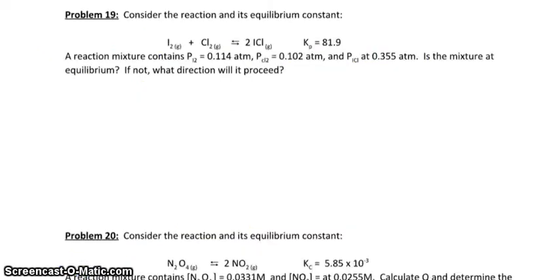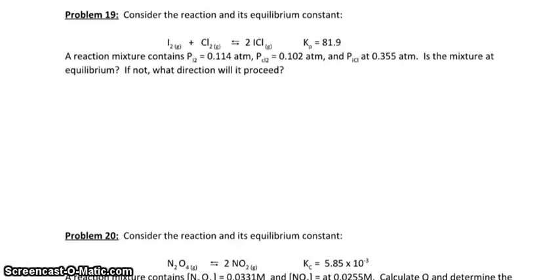So problem 19 states, consider the reaction and its equilibrium constant. There we have our reaction working with iodine and chlorine to make two monoiodine monochloride. And the Kp is a kind of big number. It favors the products for sure. It's 81.9. Notice it's a pressure value. Here our reaction mixture contains, and it doesn't say it's at equilibrium, notice it does not mention equilibrium. It's just the conditions at this given point. The pressure is 0.114 for iodine, 0.102 for chlorine, and the ICl is 0.355.